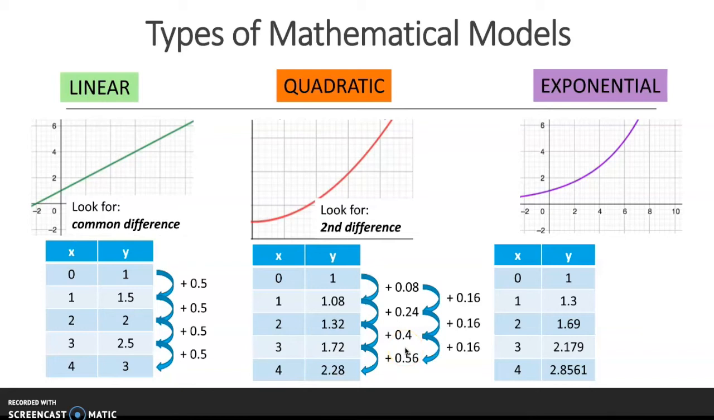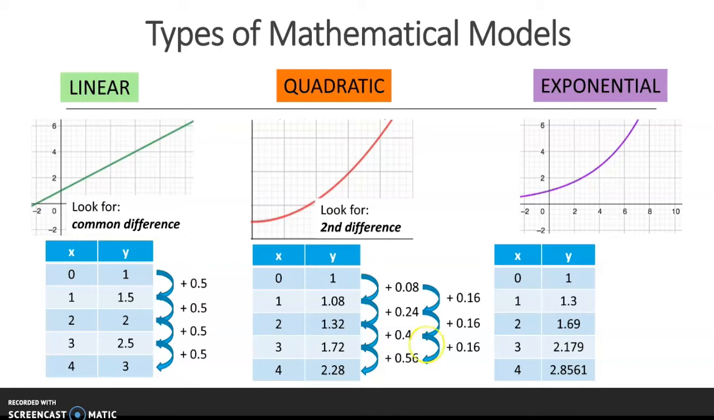So the point is, with a quadratic function, if you find the second difference, those numbers should all be the same. If you find some data where the second difference is the same over and over and over again, that means you're looking at some data that could be modeled using quadratic growth.